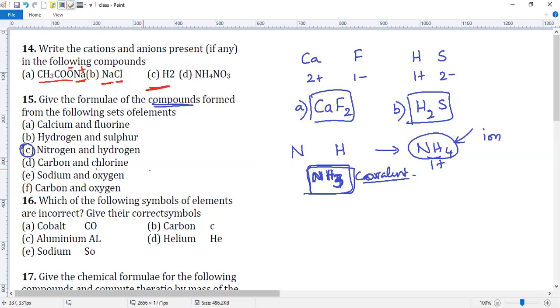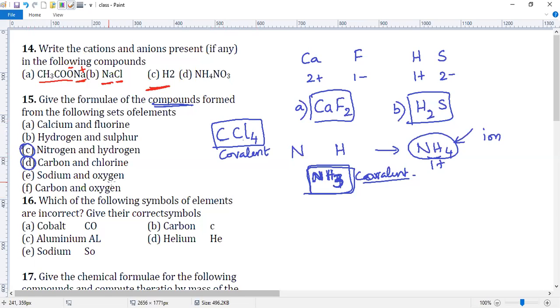Subdivision D, carbon and chlorine. What will be the compound formed by carbon and chlorine? It is CCl4, because carbon has got 4 electrons in its valence shell, and chlorine requires 1 electron each. So they will share those electrons to form this compound. This is also sharing, and it is a covalent compound. So this question is also a bit out of your league. Don't bother about that.